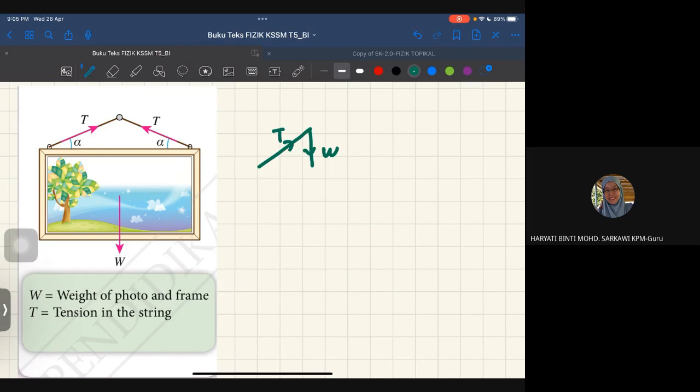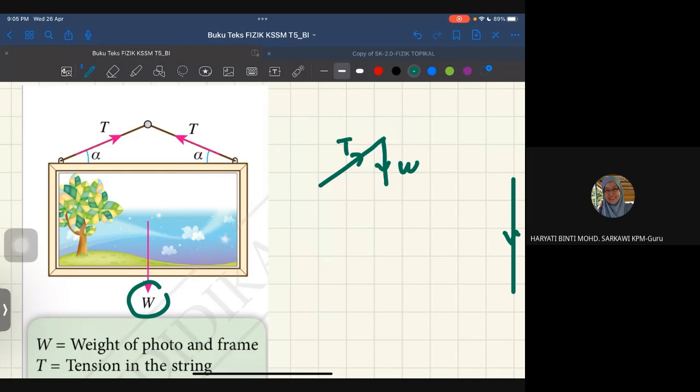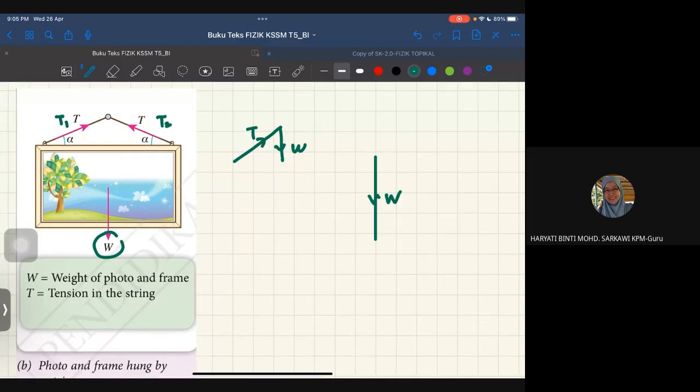that is 90 degree to the ground or horizontal. But in this case we don't have horizontal force, so we need to start with W. So the way you draw will be W, and then T, we have two side T. So to make it clearer, I label this as T1, T2, or maybe I just change color lah.